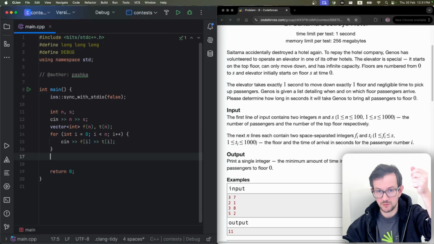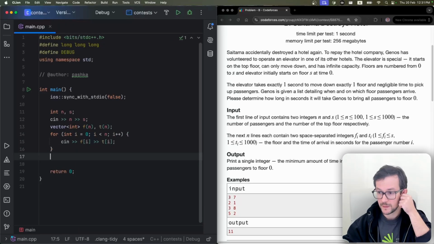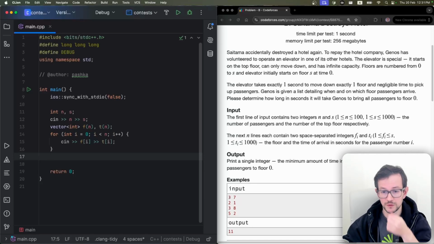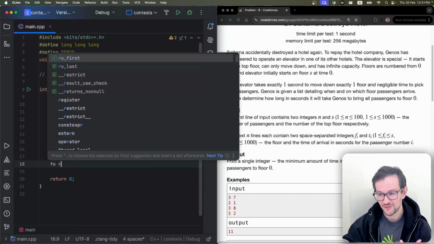I will just wait in the beginning and then move to the end. So if I move to the end, I just grab all the passengers because they're already ready. I grab all the passengers and move down. And you can see that the total time you need to get all the passengers is just equal to the maximum time over every single passenger.